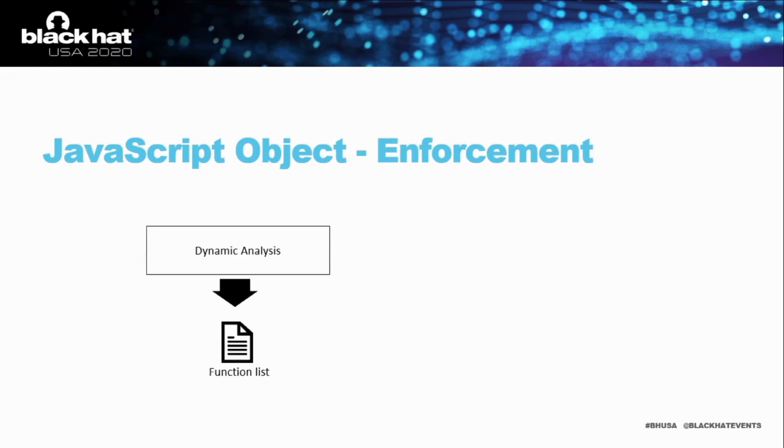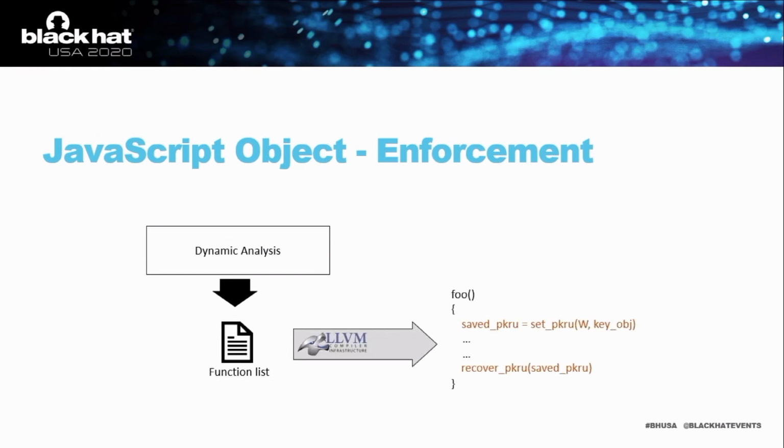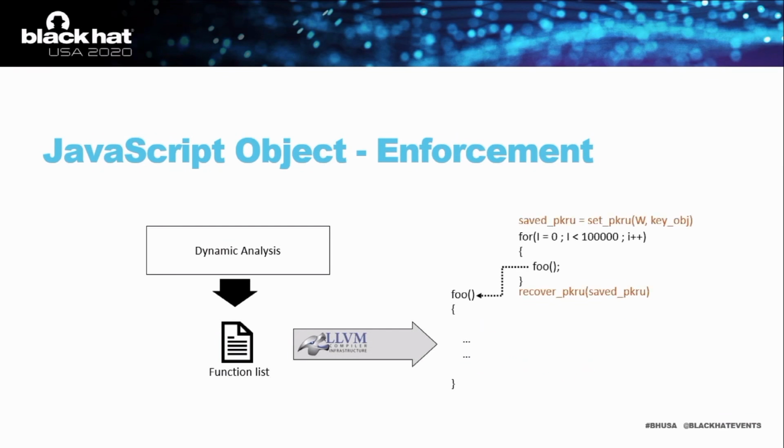After finding all those locations from our dynamic analysis, we use LLVM again to enforce permission changes at the start and at the end of the function so that we open a write window for the entire function. We also did a little bit of optimization for some cases where an instrumented function is called in a loop. In this case, we hoist the protection changes out of the loop. In this way, our dynamic analysis automatically finds and instruments all the right instructions.